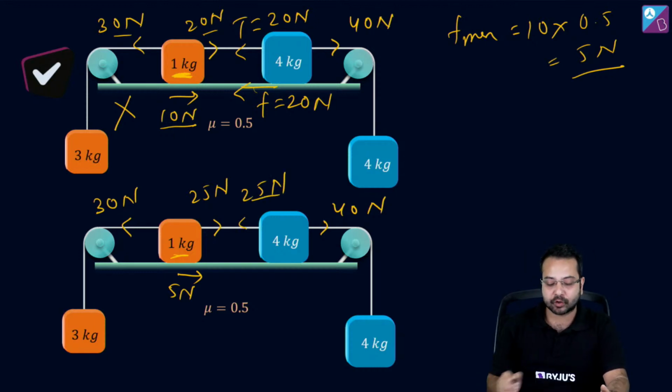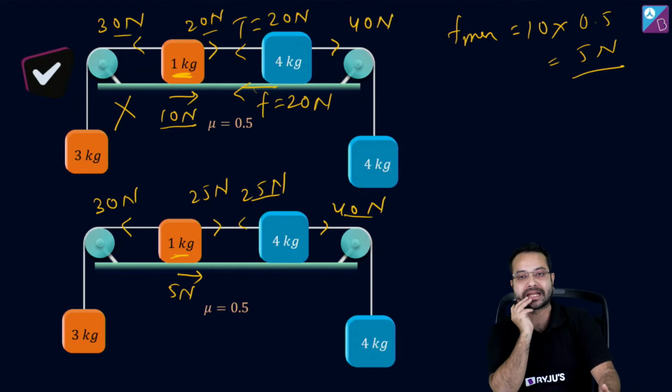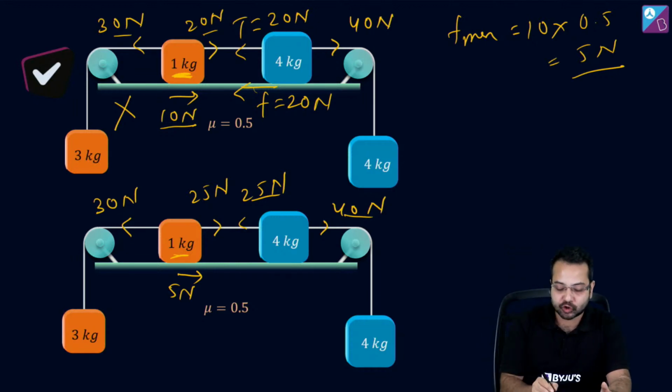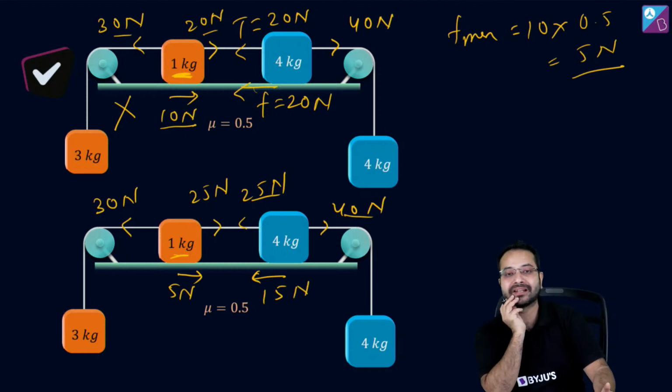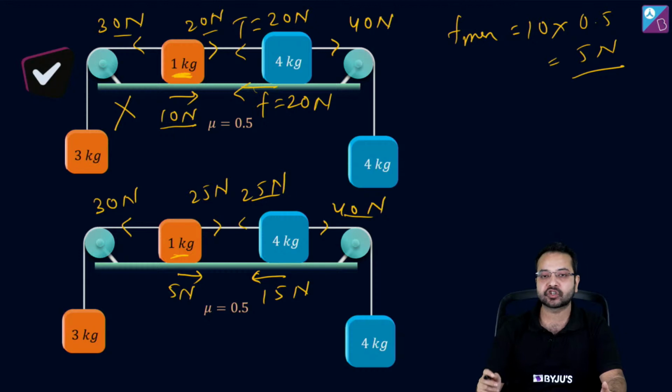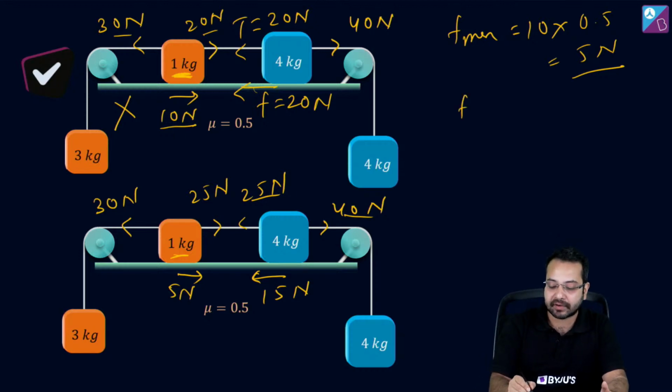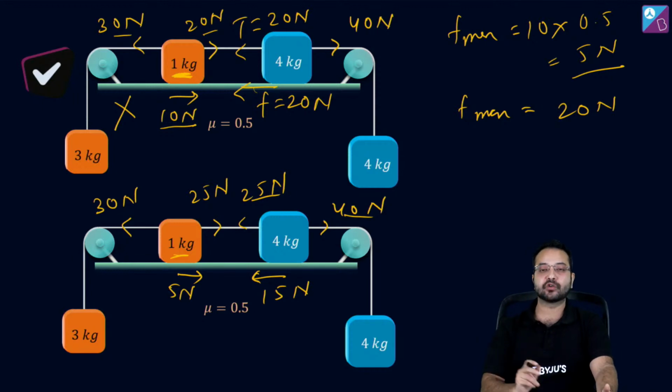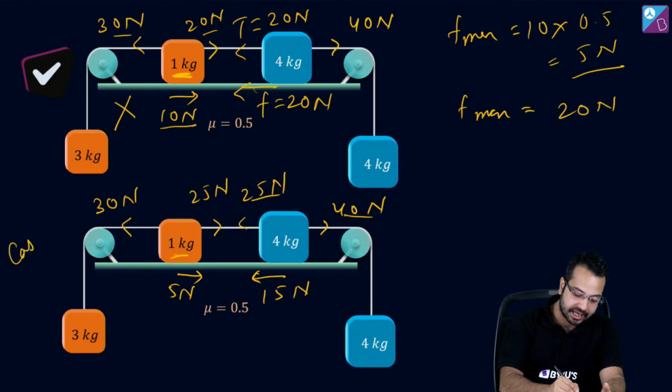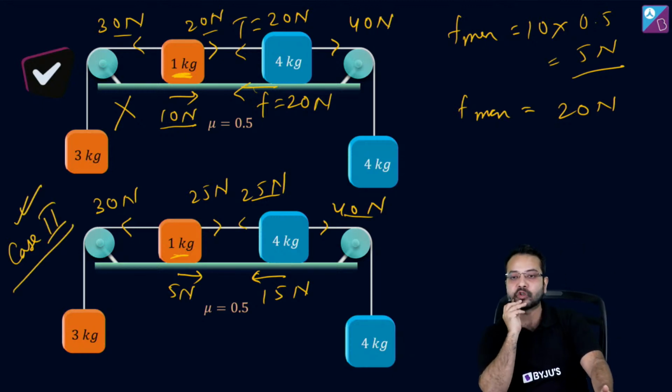Now 25 Newton towards the left, 40 Newton towards the right. What should be the friction? The friction should be 15 Newton in the leftward direction. Is that correct? And what is the maximum value of friction for this block? The maximum value of friction for the 4 kg block is 20 Newton. So 15 Newton is completely acceptable. So this means case 2 again is going to be the right case. Do you agree?